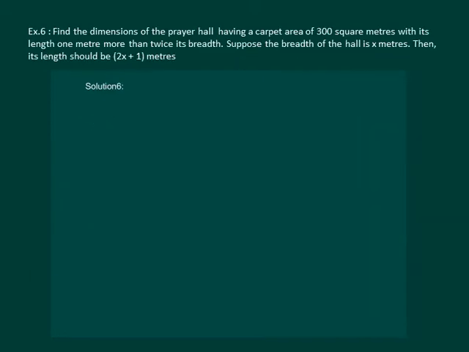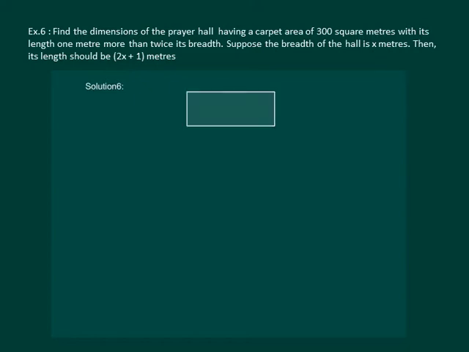Let us read the question. Suppose a charity trust decides to build a prayer hall having a carpet area of 300 square meters with its length 1 meter more than twice its breadth, what should be the length and breadth of the hall?